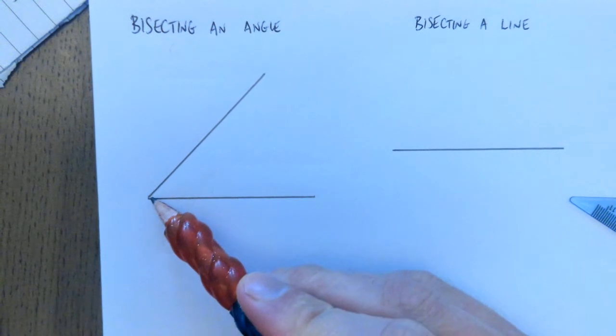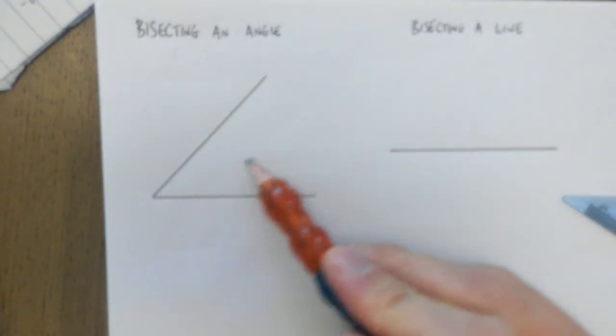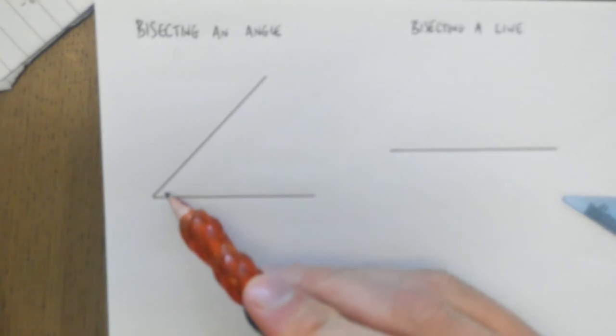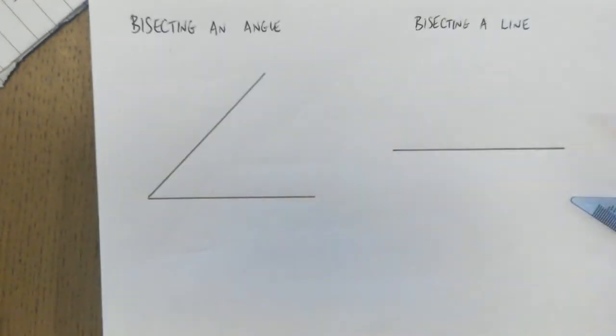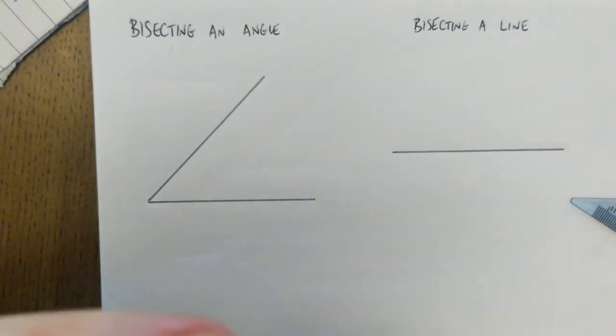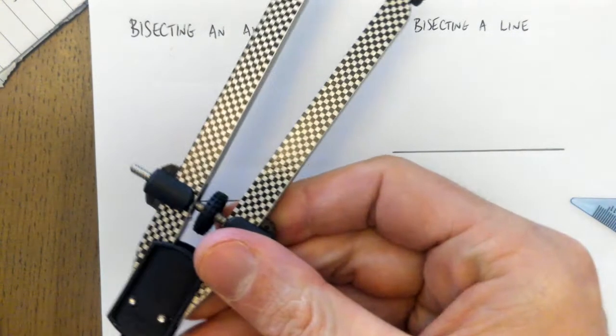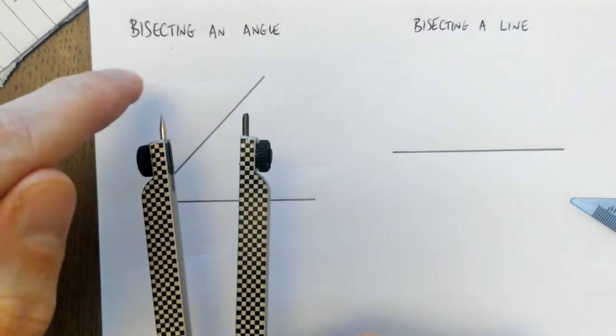I've got an angle here. I'm going to cut it in half, so I'm going to have a line roughly down there, sort of halfway across the angle, right? We're not going to use a protractor for these. It's constructions. We need to be able to do it with a compass, right? So this is my compass. You'll have a maths compass maybe.